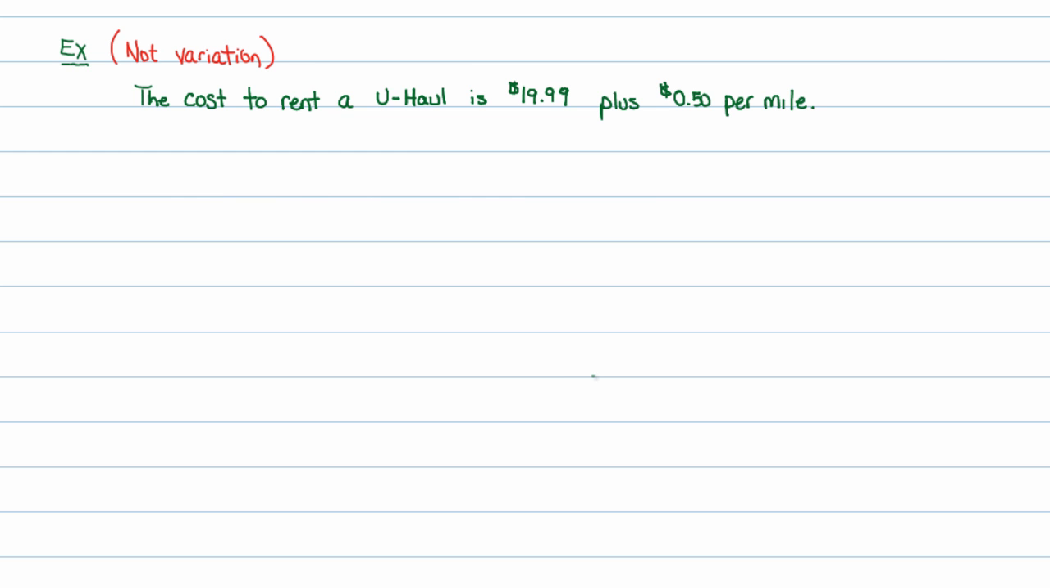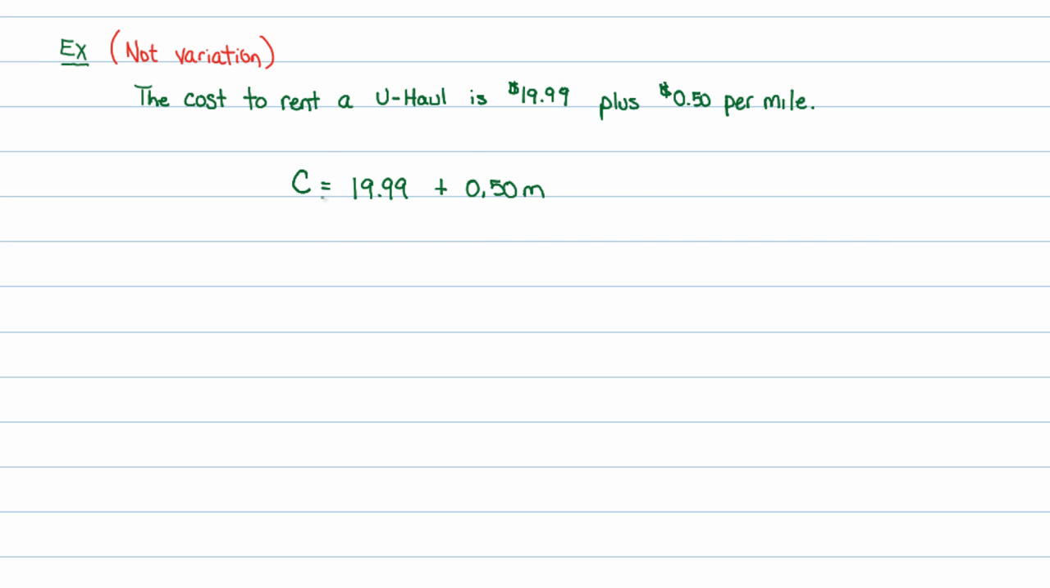Now, in reality, there are a lot of things that we think are represented by variation that are actually not represented by variation. Prime example of this is the cost to rent a U-Haul, which is about $19.99, or maybe $19.95, I'm not 100% sure, plus 50 cents per mile. If you write that equation down, the cost is $19.99 plus 50 cents per mile.